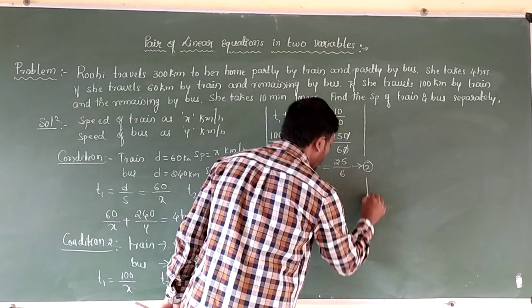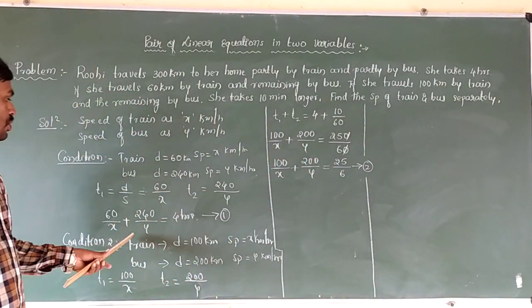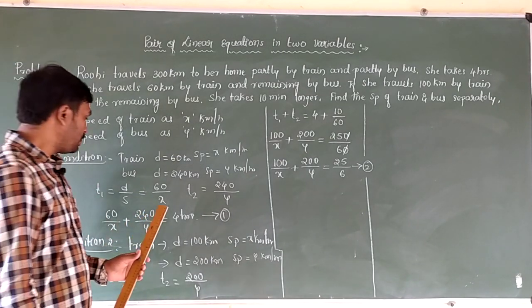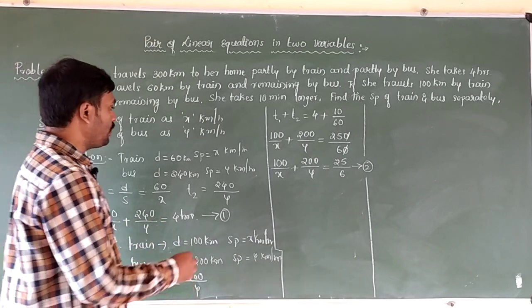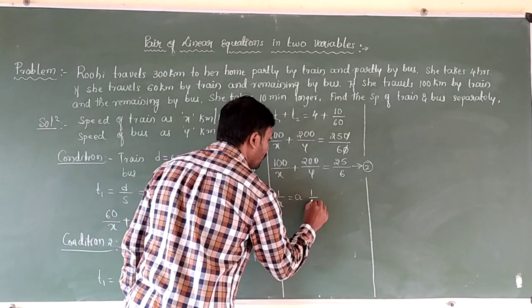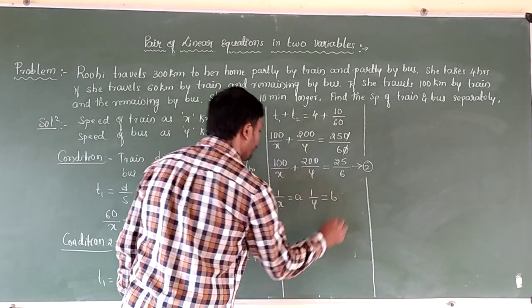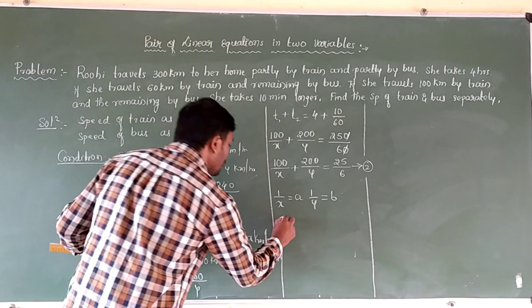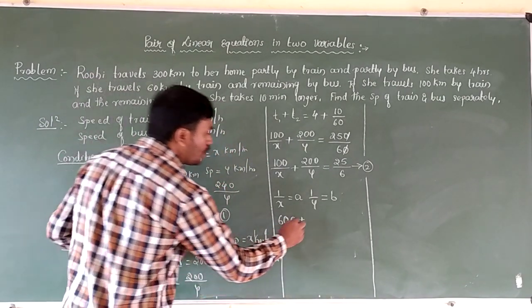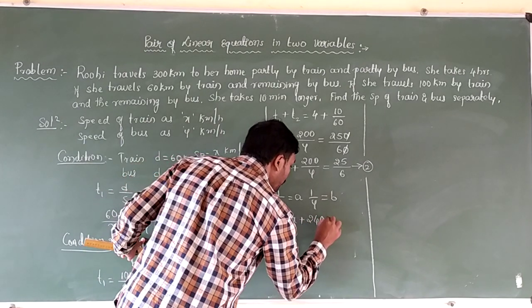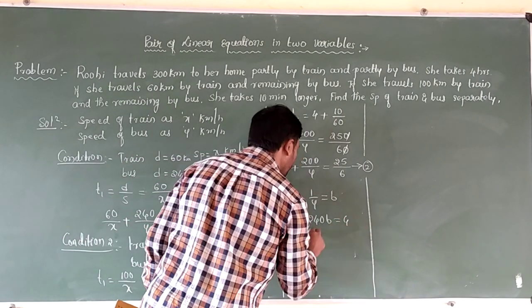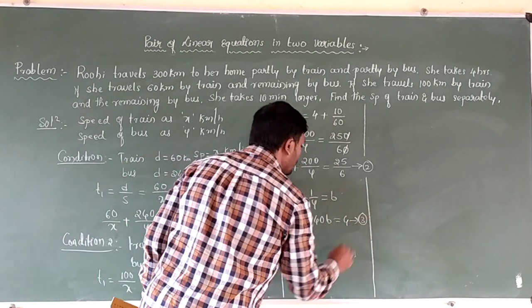To solve these two equations for x and y, we have to reduce them to the standard form of a pair of linear equations in two variables. So I will take 1 by x is equal to a and 1 by y is equal to b. Then the first equation becomes 60a plus 240b is equal to 4 hours. This is equation number 3.